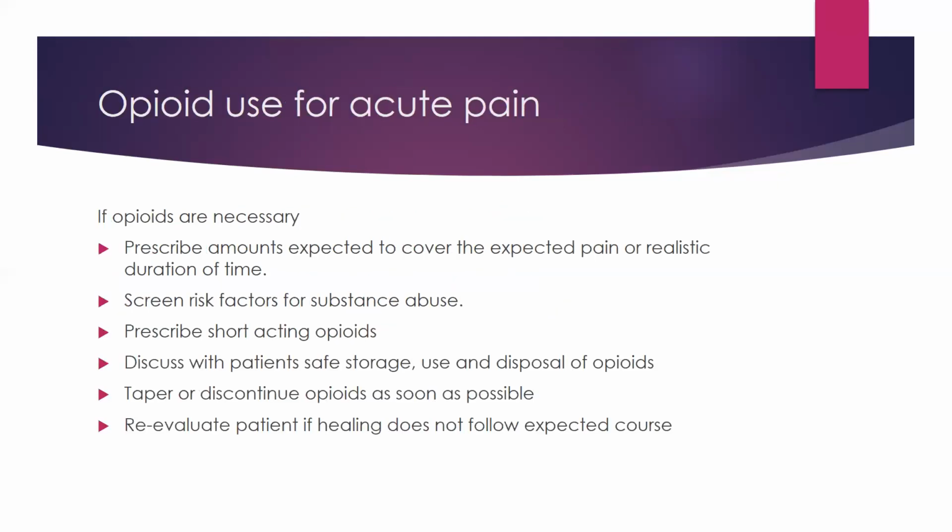So when necessary to use opioids in acute pain, prescribe the amount that is expected to cover the pain or a realistic duration of pain. If it's postoperative and we look at the extent of the procedure, we know this patient might be in pain for 1 week. So we need to prescribe the opioids maybe for 4 days and then taper down and go to NSAID. Screen for risk factors of substance abuse, use short-acting opioids.